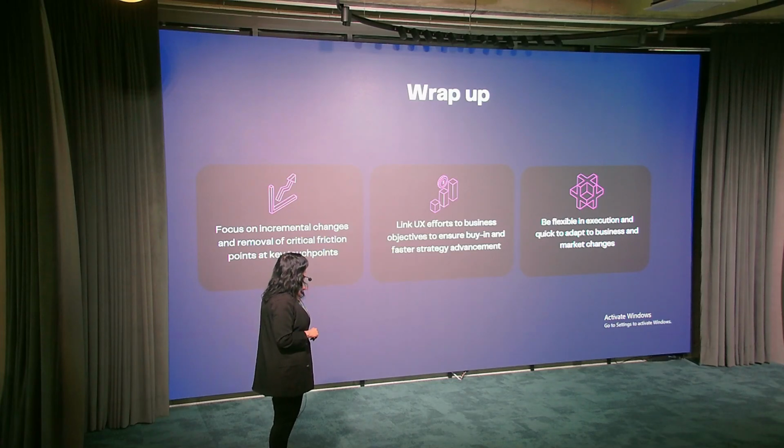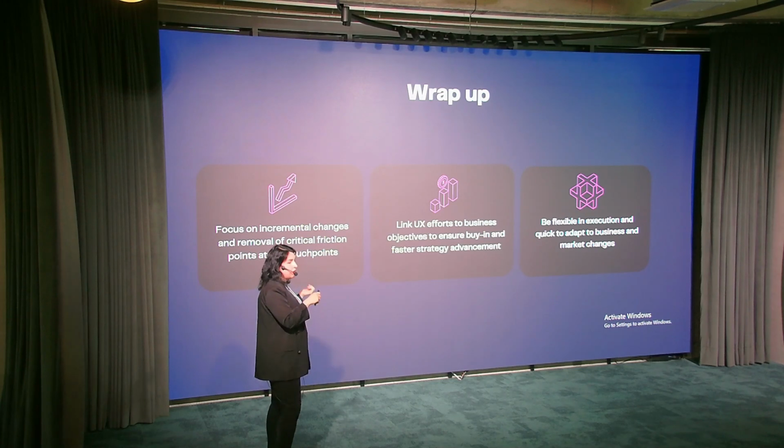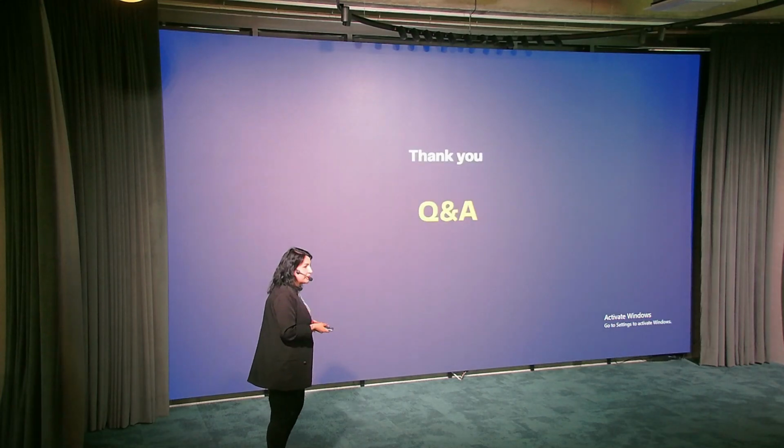The next thing is link any UX effort, or at least big UX effort, to business objectives to ensure buy-in and to faster the adoption of your strategy, whatever that is. And then be flexible in execution and quick to adapt to business and market changes. Which, again, to go back to the UX strategies panel earlier, be context aware. If the strategy is changing, meaning the business strategy, the company strategy is changing, change with it. And that way you'll be able to really drive value and to really see impact of your work. And I'll stop here. Thank you.